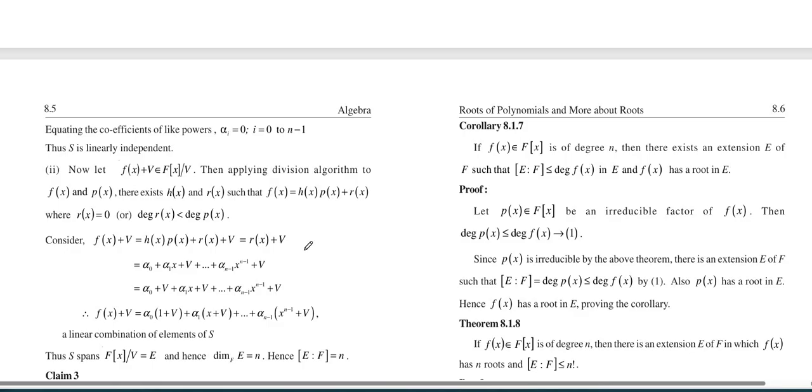Now, to prove that this collection spans F[x] mod v, we'll consider an arbitrary element, say f of x plus v, in F[x] mod v.